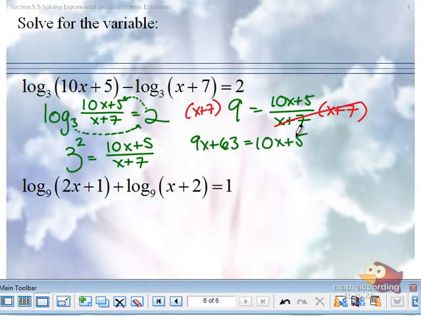Solving for x by subtracting the 5 and the 9x, what do you get for x? 58. Does 58 make either argument 0 or negative? Nope. So is it okay? Yep. Fancy box.